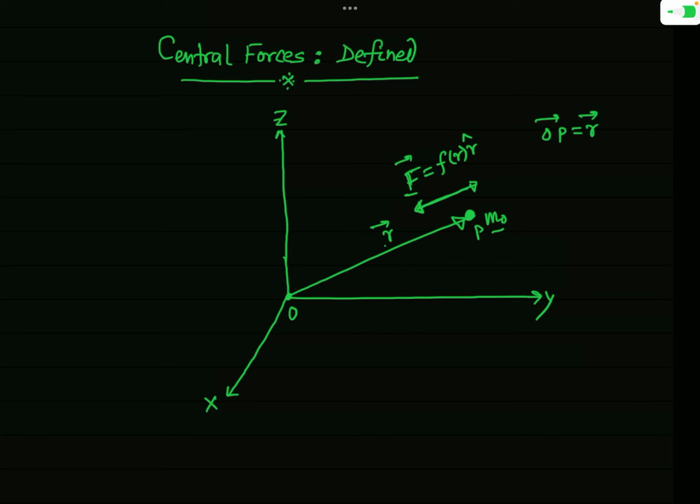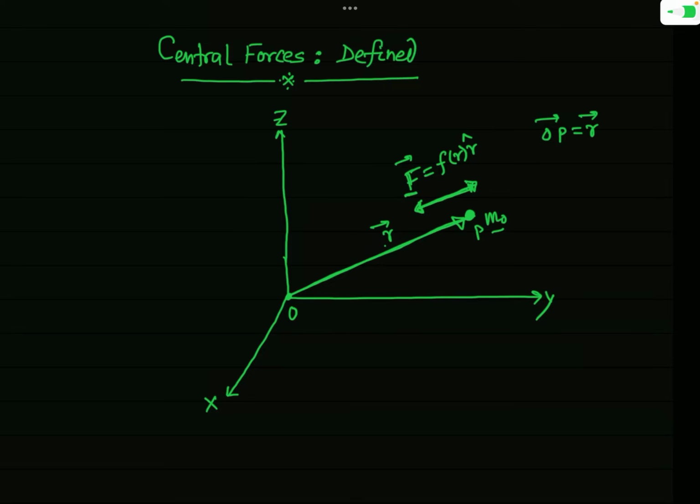The second condition is that the magnitude of this force acting on m0 depends only on r, that is the distance of the point P, or m0, from this fixed point O. The magnitude of F depends on that distance r. So if these two conditions are satisfied by the force F, then we call this force a central force.